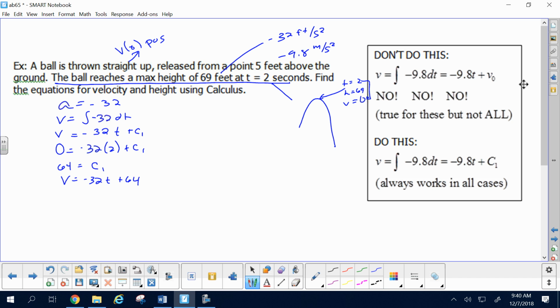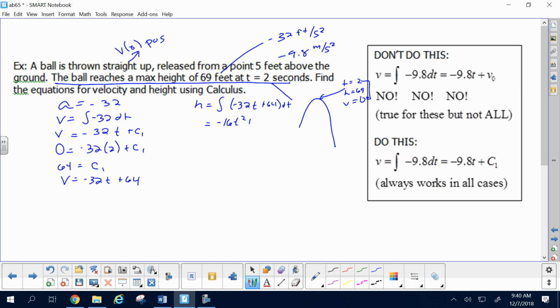Are you tracking? All right, now this is basically two halves. There's one getting velocity and one getting height. Now I'm going to work the height equation. Height is the antiderivative of velocity. You could write it as the integral of v, or you could write it as the integral of what you found for v, as long as you write one of the two. Take the antiderivative.